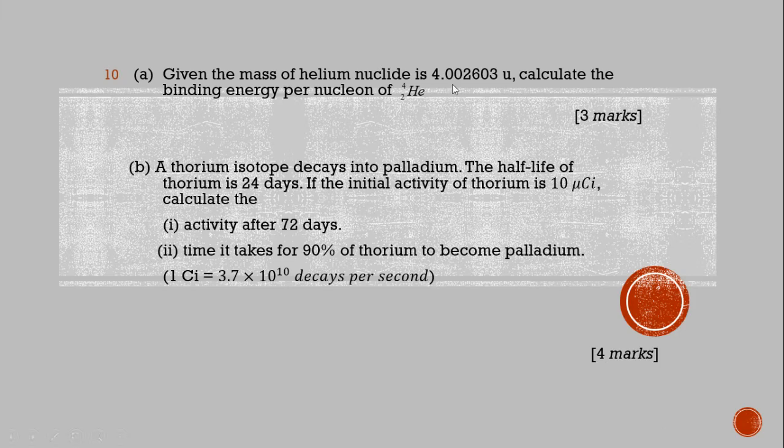Helium nuclei is 4.00260 U. So calculate the binding energy per nucleon of the helium-4 2, 3 marks.